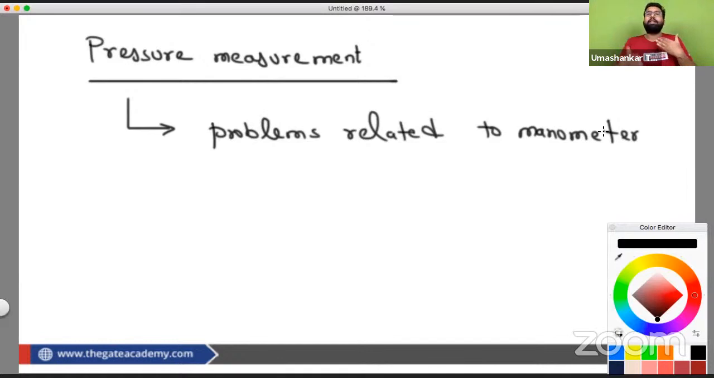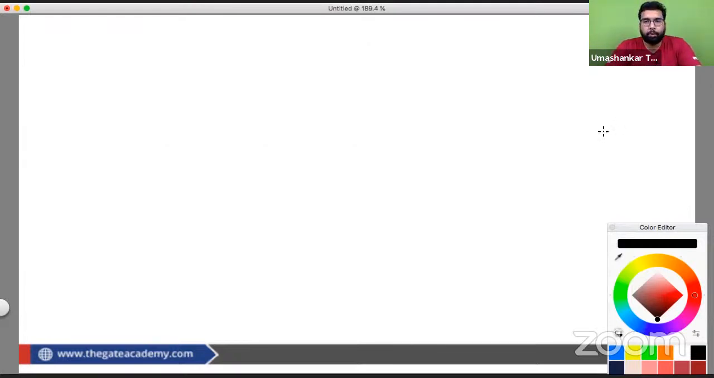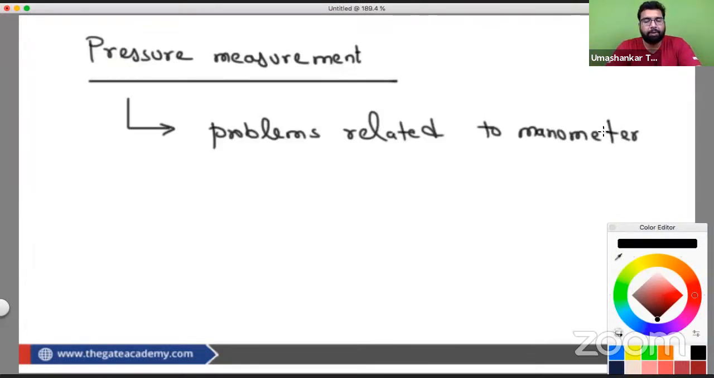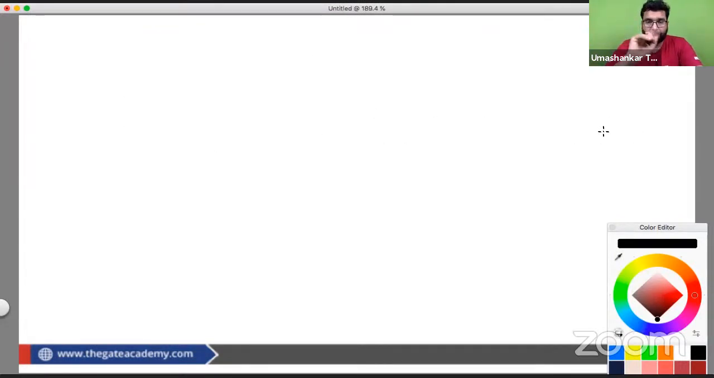Also, when we reach the dynamics portion, when we are seeing velocity measurement or discharge measurement problems, we see manometers or pressure measurement being used there. So do not think that the manometer is omitted from the GATE syllabus. No, it is not. You have to study it as well. So for pressure measurement, we have to talk about pressure problems related to manometers. Now please understand this.